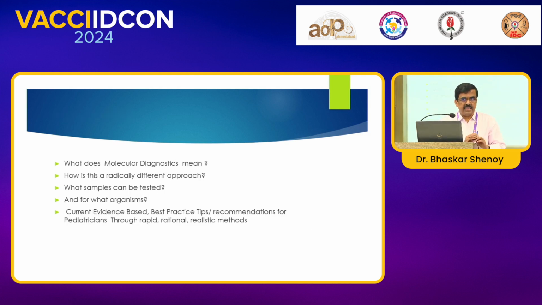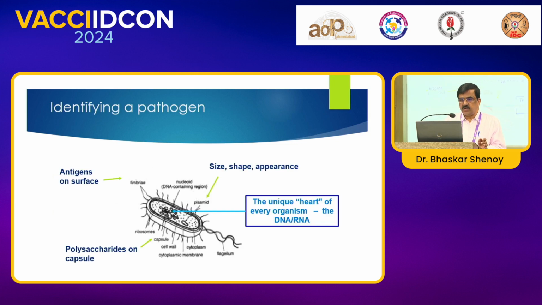So today's panel discussion, we are trying to look at what it means, because we say PCR. What is PCR? Nobody knows. So what is PCR? How is it different from the traditional methods, what are the samples that you can send, what are the samples to be taken, and how do you interpret that? Especially when you get 2 or 3 organisms in the same sample. So what we are trying to do is give evidence-based guidelines, evidence-based answers. Rationally, we are trying to give it.